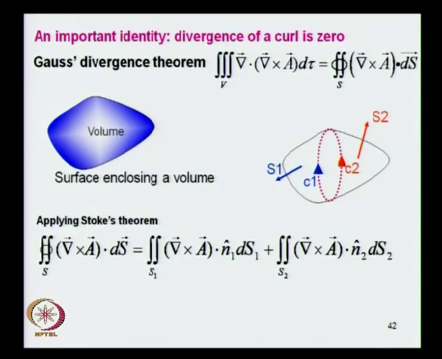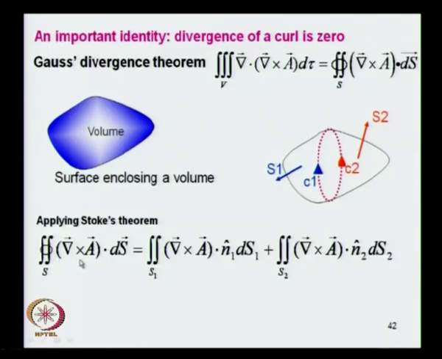Okay. So the closed surface is made up of two pieces, one is the piece S1, the other is the piece S2. So this is a complete identity, and now these surface integrals over S1 and S2 you can define in terms of the circulations using the Stokes theorem. So here is the result.